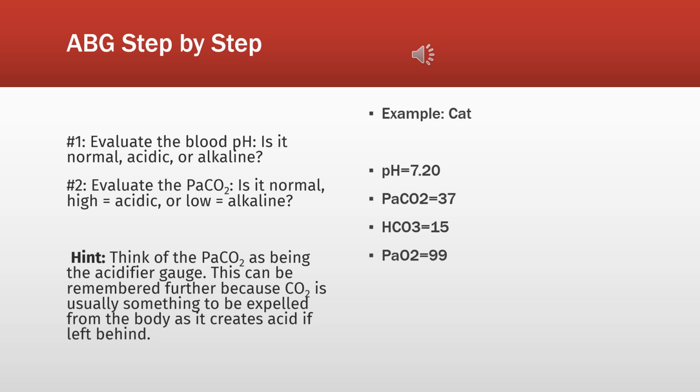So I have here as a hint to think of the PaCO2 as being the acidifier gauge. So if it is high, then this means that there is a high amount of acid in the blood. And if it is low, then it is unlikely to be caused by the respiratory system, and it's usually compensatory. So PaCO2 on this cat is 37. So now we'll move on to step 3, which is the next slide.